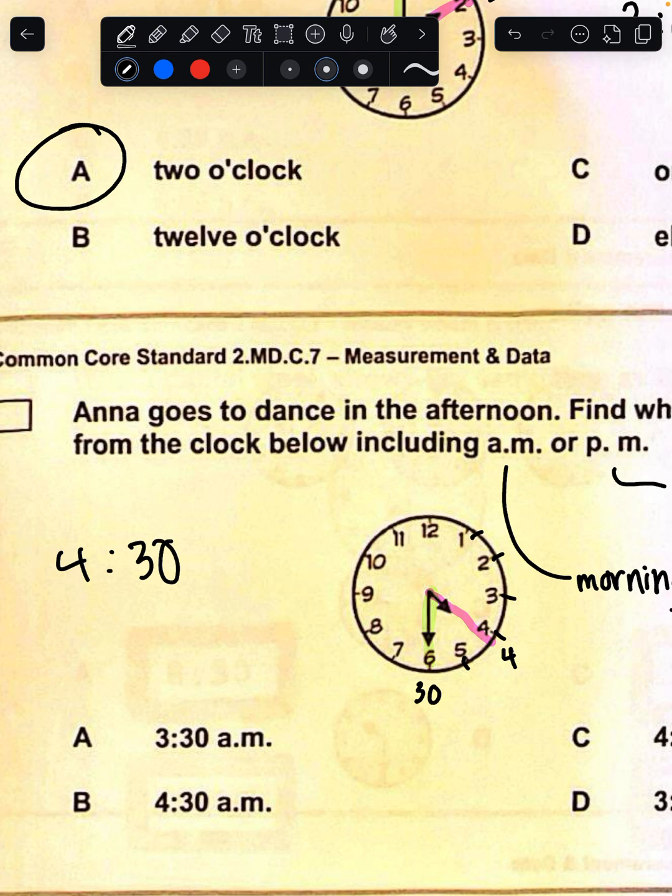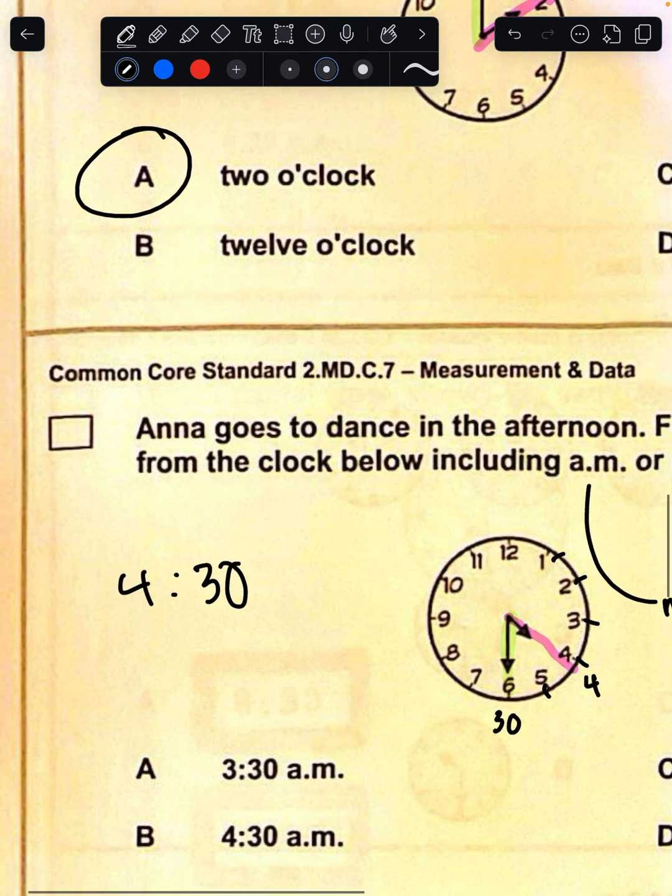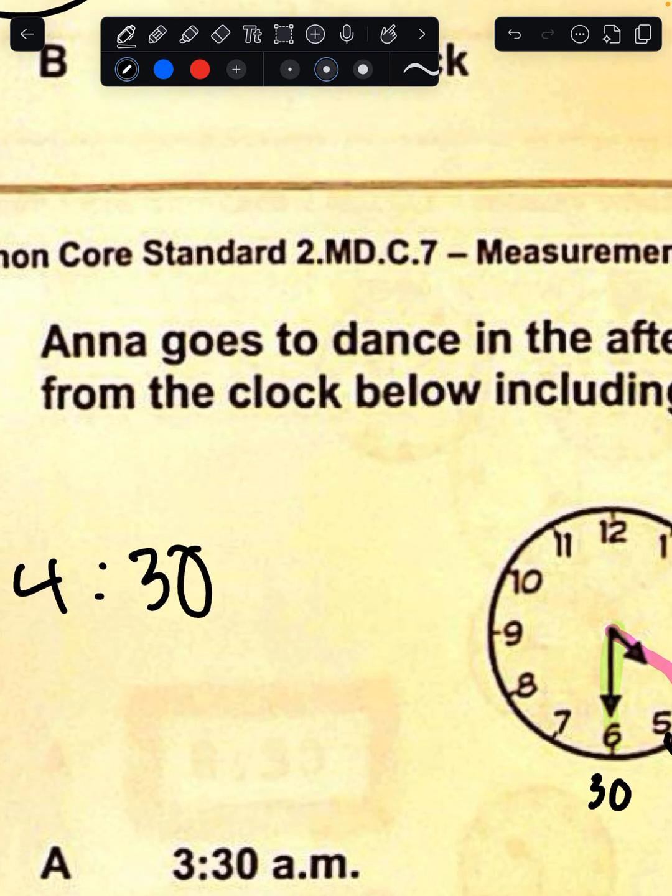And AM or PM. So 4:30 AM is like super late or super early, I guess. It's like super dark before the sun is even out. So we know her dance wouldn't be then. It'd be closer to PM. So it'd be 4:30 PM.